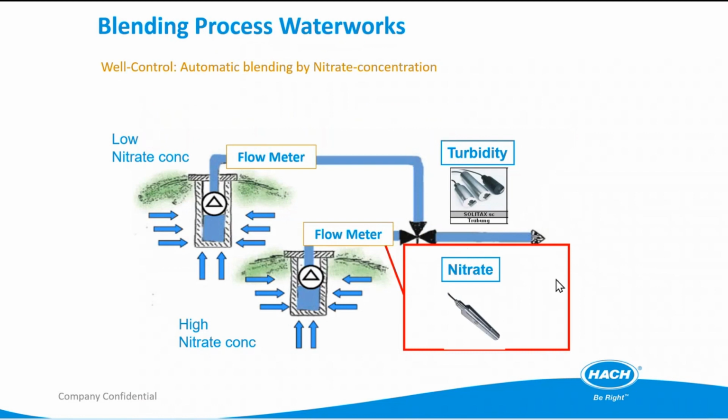For nitrate, we have the NT3. The NT3 is the new nitrate sensor, which replaces the legacy nitrate sensor from Hach. The legacy one is already obsolete and replaced by the NT3.